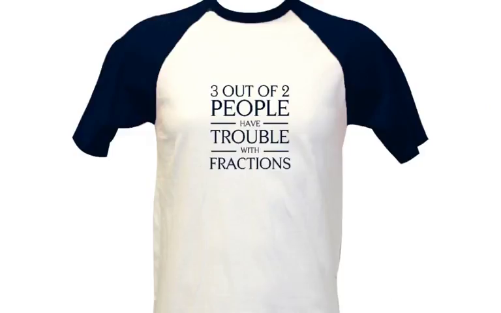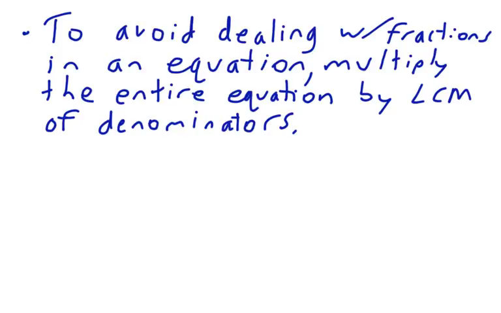Alright, let's talk about how to not use fractions or to get rid of the fraction to solve an equation. So here's a note to write down. To avoid dealing with fractions in an equation, multiply the entire equation by the least common multiple, or the LCM, of the denominators, or the bottom numbers. Alright, so to get rid of the fractions we can just multiply by the LCM. So I will still need to multiply with fractions, but I won't have to add and subtract with them. Alright, that could be helpful.